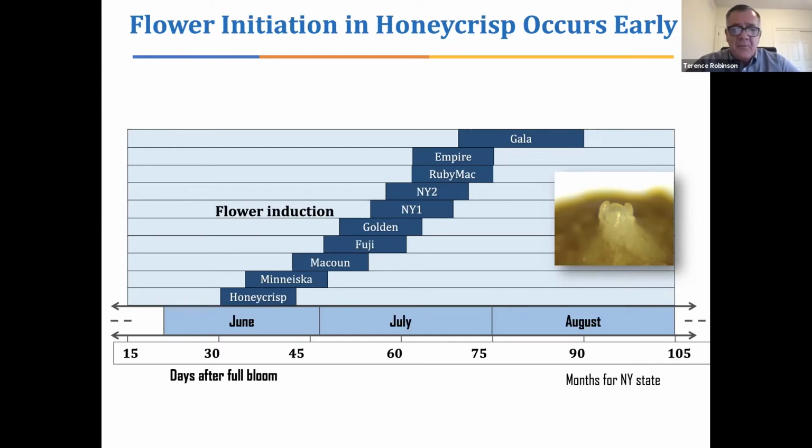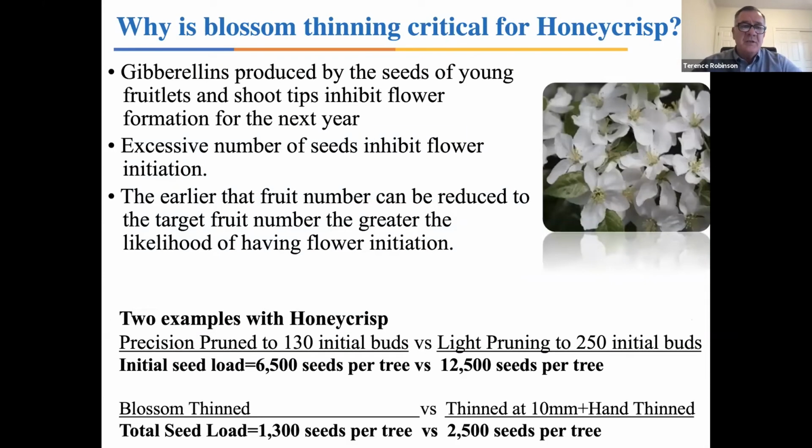As a consequence, we want to emphasize that it's critical to intervene early with Honeycrisp to get flower initiation. I reviewed last week this issue with gibberellins produced in the young seeds. They're also produced in shoot tips, but excessive number of shoot tips on Honeycrisp is not usually a problem. It's the seed number. When we have too many seeds, all that gibberellin is inhibiting the flower bud transition from a vegetative bud to a floral bud, and then it stops growing and remains a vegetative bud until next year. So the earlier that the fruit number can be reduced to close to the target number, the greater likelihood we can have of that bud being floral next year.